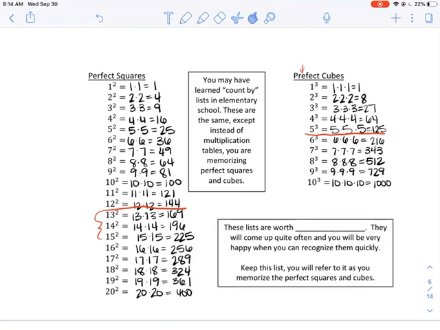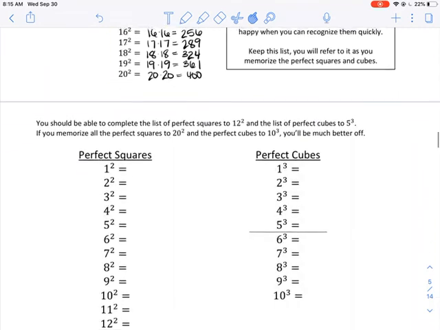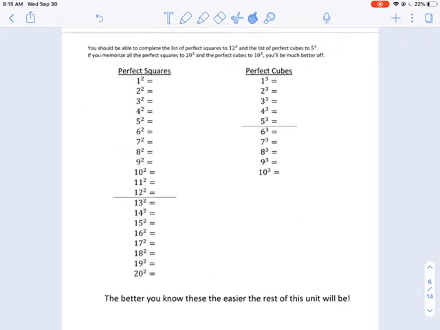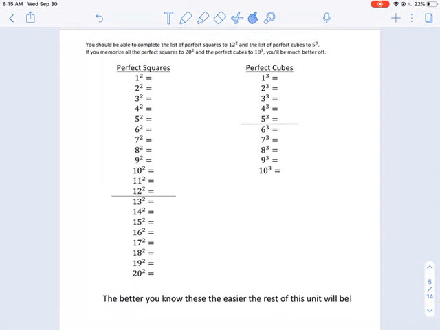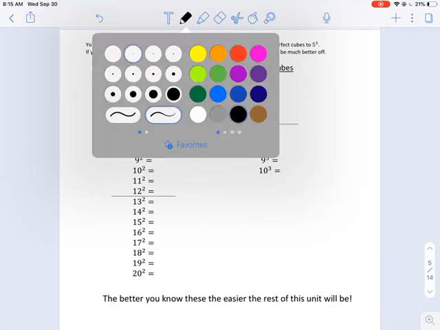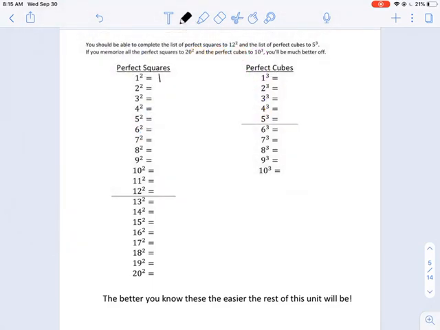So on your next page in your notes, if you have printed these off, it has the list again. I would recommend that you fill in as many as you can figure out yourself. Just figure out what the number is. You don't have to write the whole multiplication problem. But I know 1 squared is 1 and 1 cubed is 1. Fill out as much as you can yourself and then go back and check the numbers that you missed. And then you'll be well on your way to memorizing them.